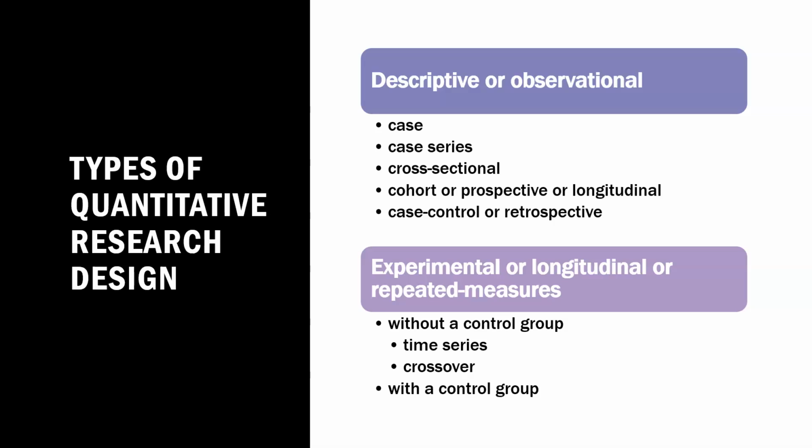In the simplest experiment, a time series, one or more measurements are taken on all subjects before and after a treatment. A special case of the time series is the so-called single subject design, in which measurements are taken repeatedly, for example 10 times, before and after an intervention on one or a few subjects.